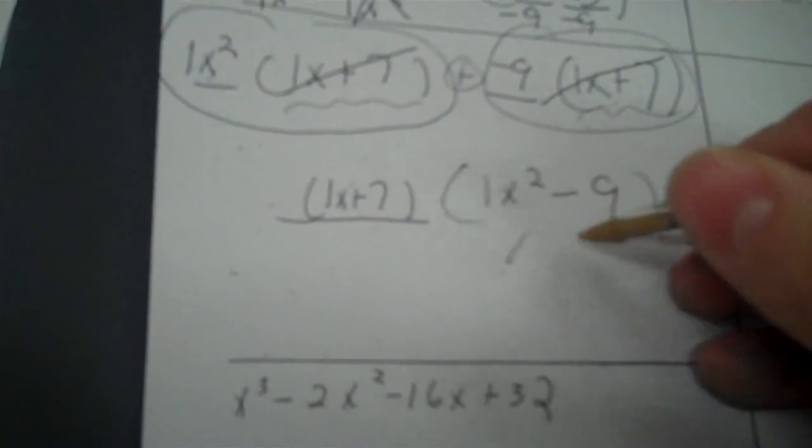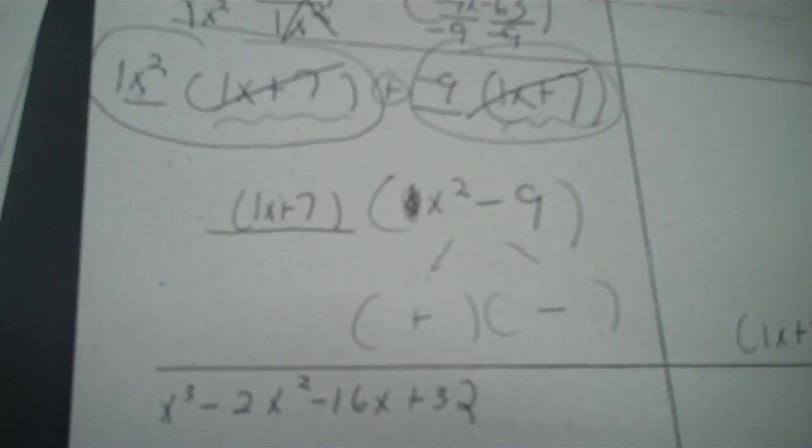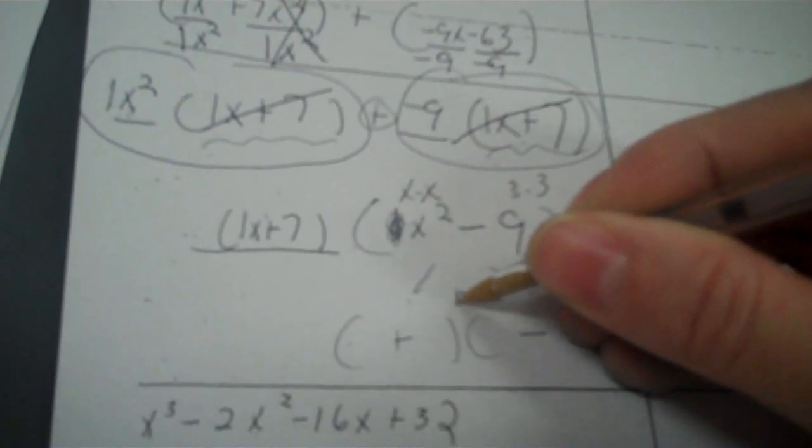Now this one here, you've got to check to see if you can do a difference of perfect squares out of that, okay? By the way, I would just ignore the 1, okay? Because x times x and 3 times 3, okay? This is me checking for a difference of perfect squares.